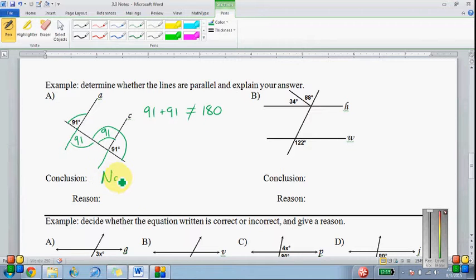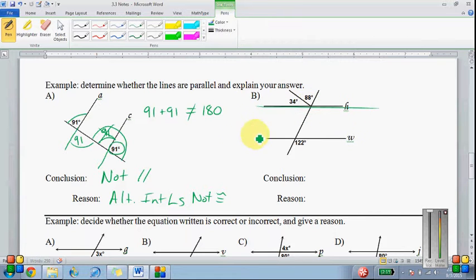Therefore, these lines would not be parallel because our alternate interior angles are not congruent, because if this is 91 right here, this cannot be 91 right here. So our alternate interior angles cannot be congruent. Alternate interior angles not congruent.